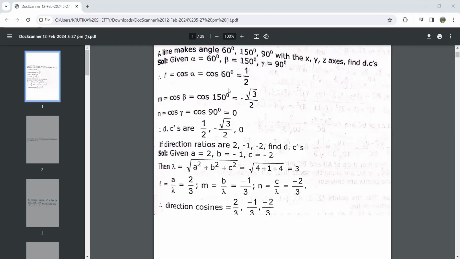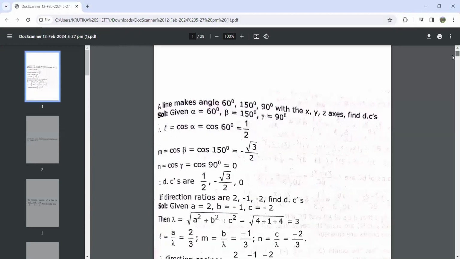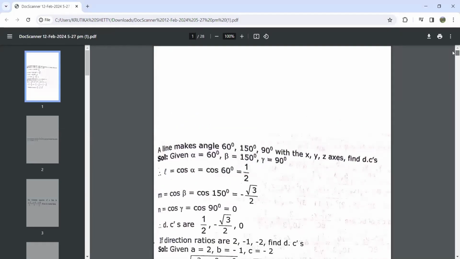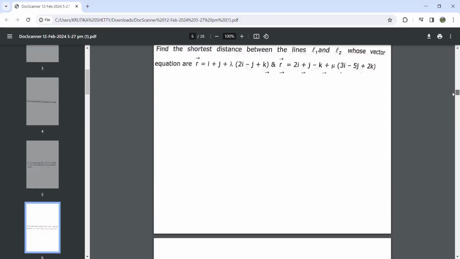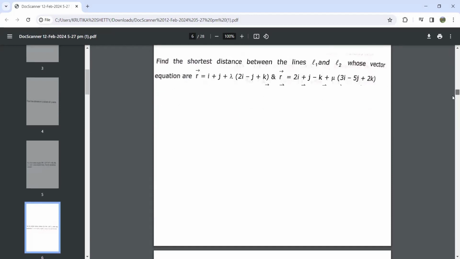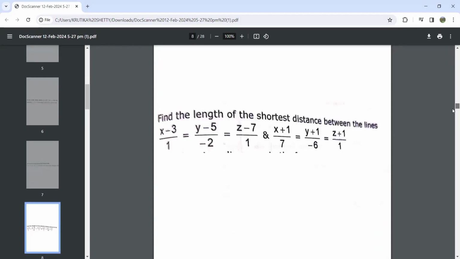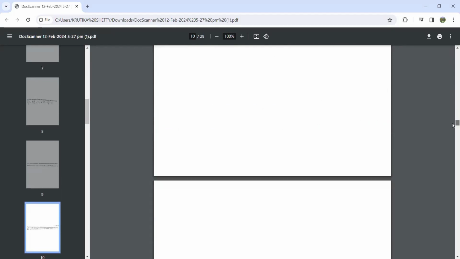So in the last class, we had discussed a few examples of 1 mark. Next, we will be continuing with 2 mark and 3 mark questions on vectors. Yes, so we have covered this. So we will continue with the next part.